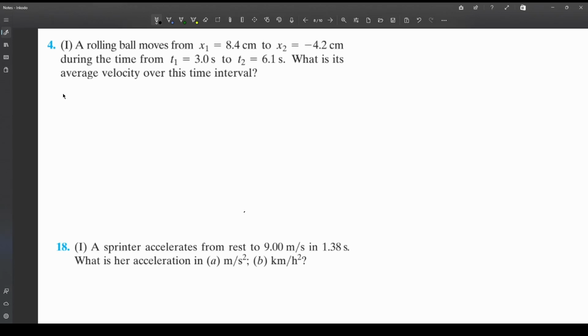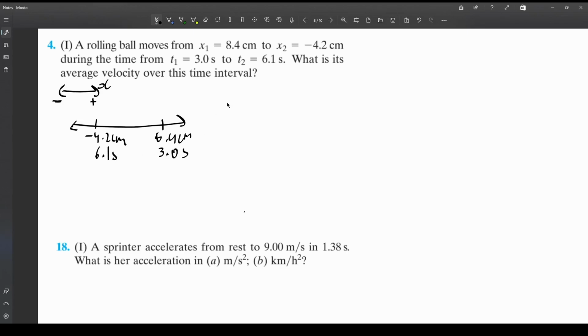So take a minute to pause the video, read the question, and I'll start solving it now. So we'll name this plus and minus, and that's our reference diagram. So at 3 seconds, you were at 8.4 cm. At 6.1 seconds, you were at negative 4.1 centimeters.